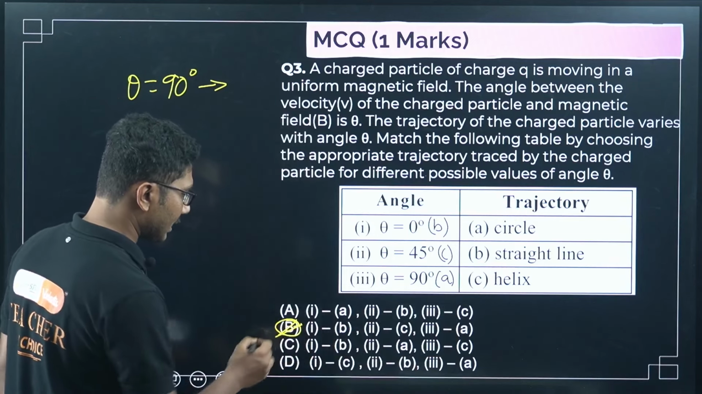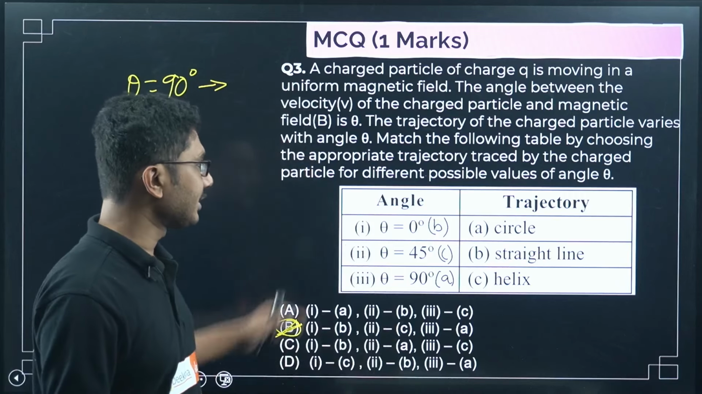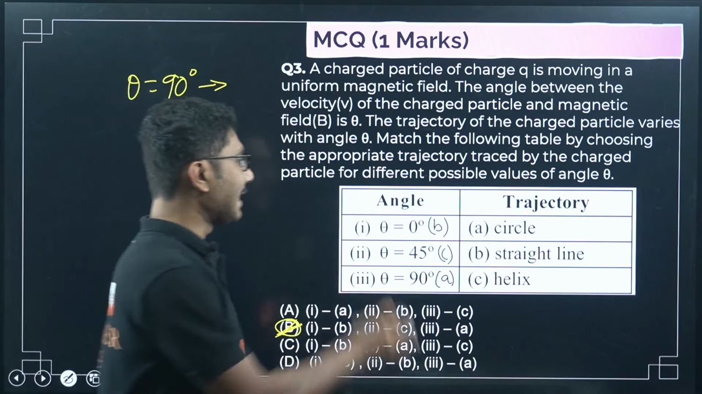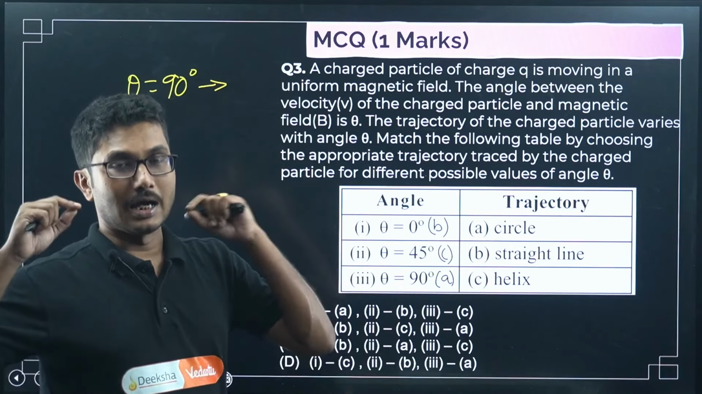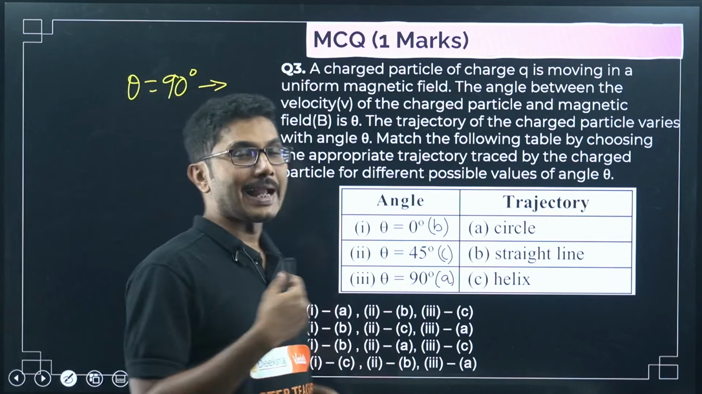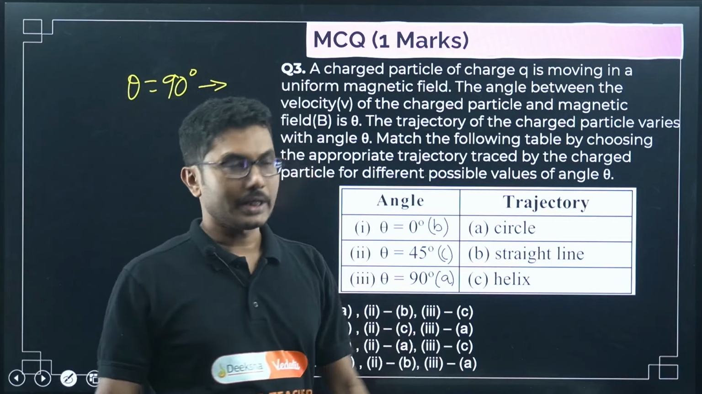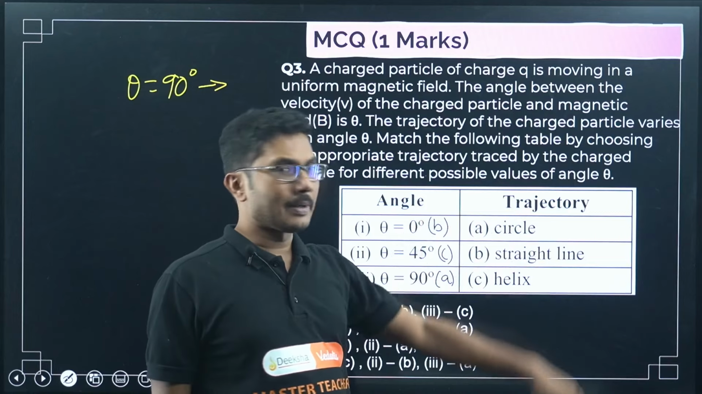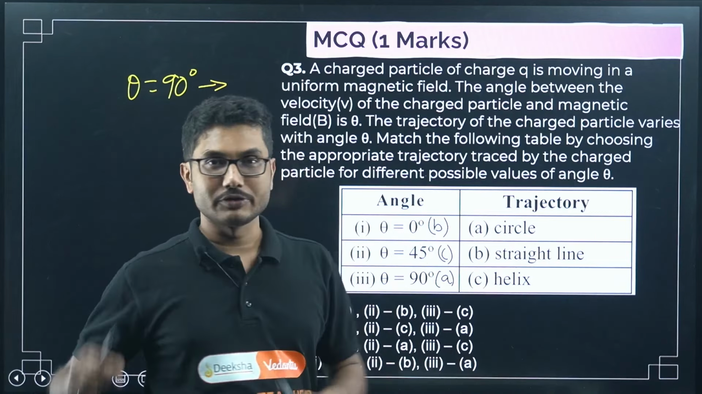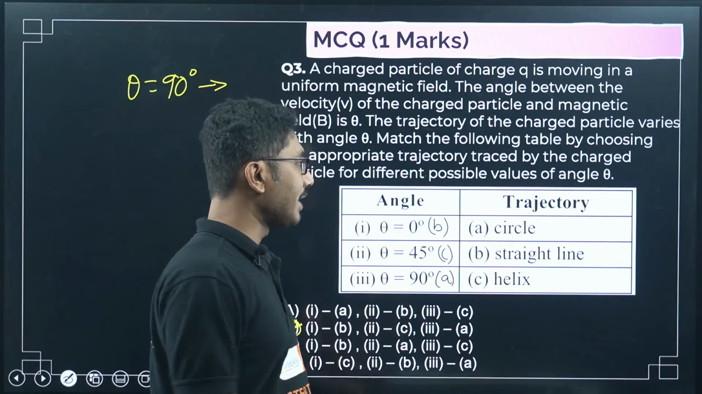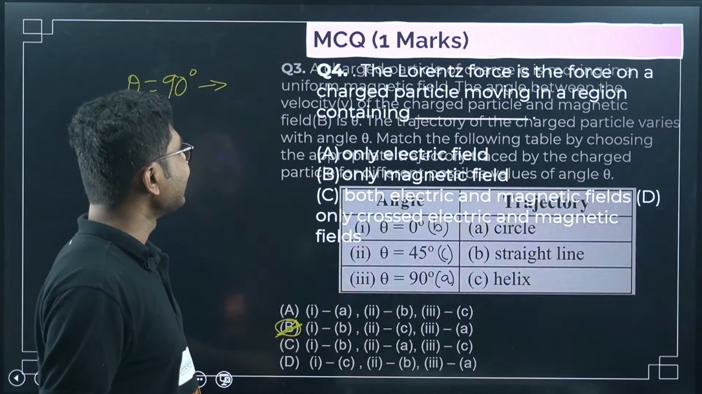Okay, in this case, the correct answer is option B. Be careful while attempting these questions. You need to be careful that theta equals 0 means it's a straight line, theta equal to 90 means circular motion, and any angle between 0 and 90 gives a helical motion. Even if you don't remember the helix one, you can still find that for theta equals 0 it's a straight line, and for theta equal to 90 degrees it's a circle. So you can still answer that question. Okay, it is an easier question.